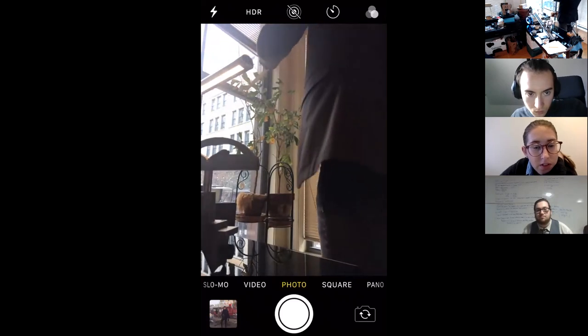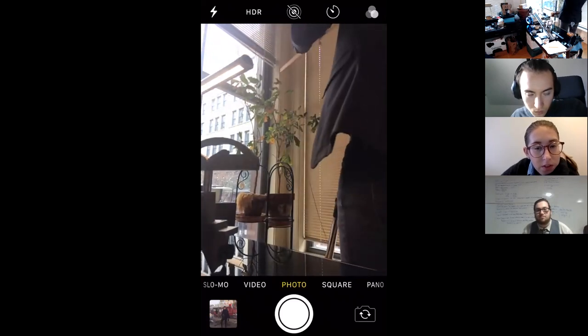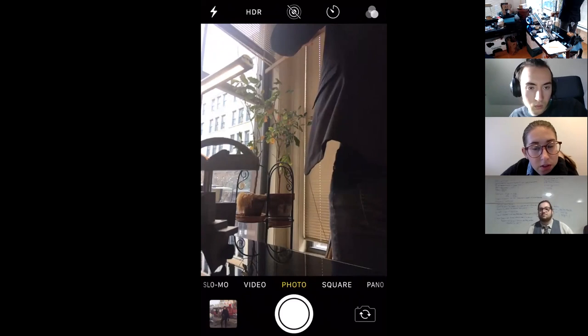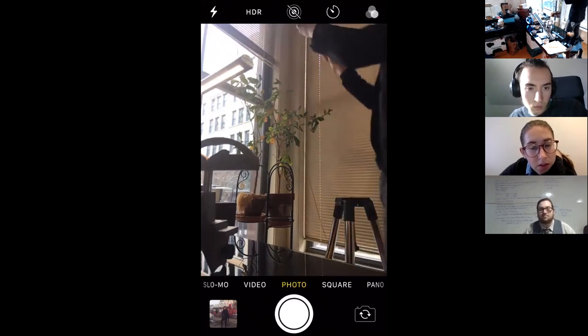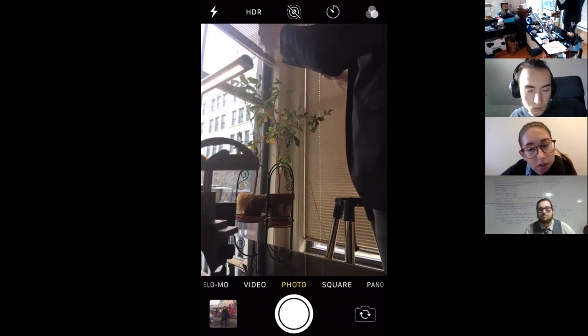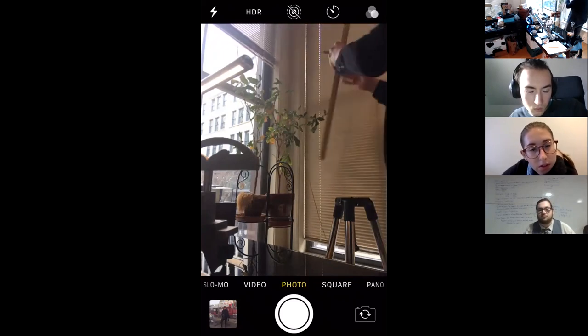Let me make a small adjustment here. Sorry, I think I got something wrong here. This is at 20 centimeters, 10, 20, 30.8, right?